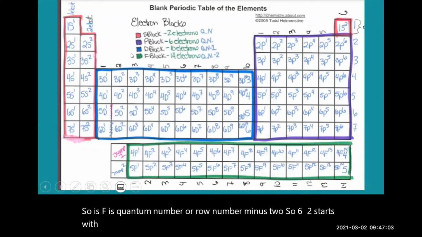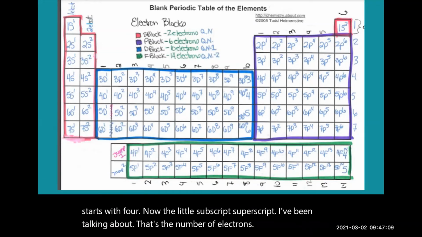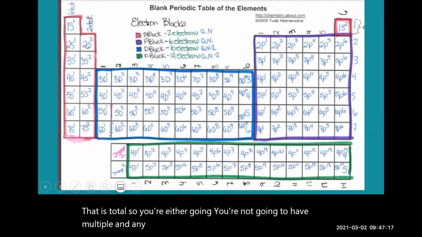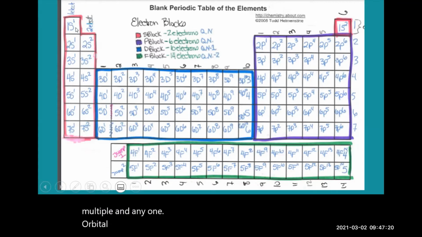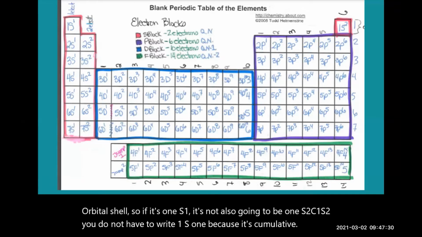Now, the little superscript I've been talking about is the total number of electrons. So you're not going to have multiple in any one orbital shell. If it's 1s2, you do not have to write 1s1, because it's cumulative. I'm going to show you how to read this in a second.